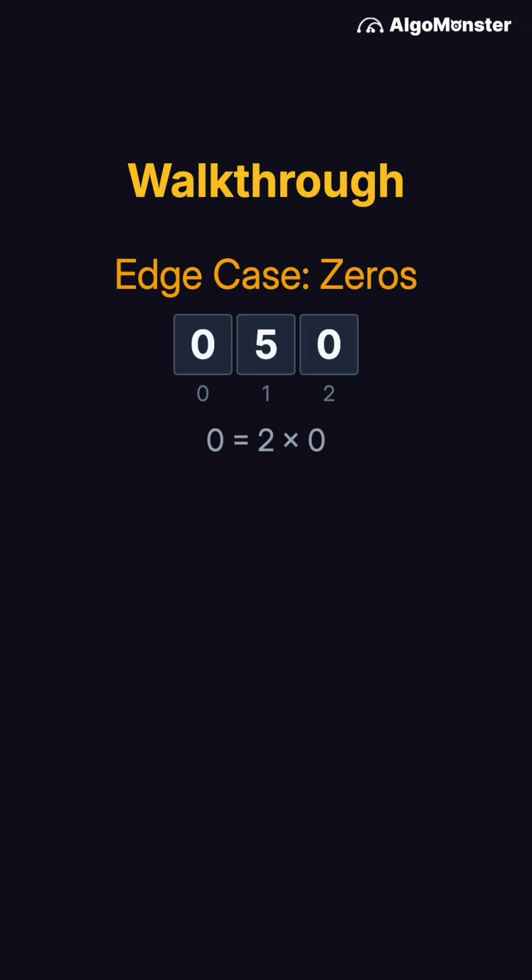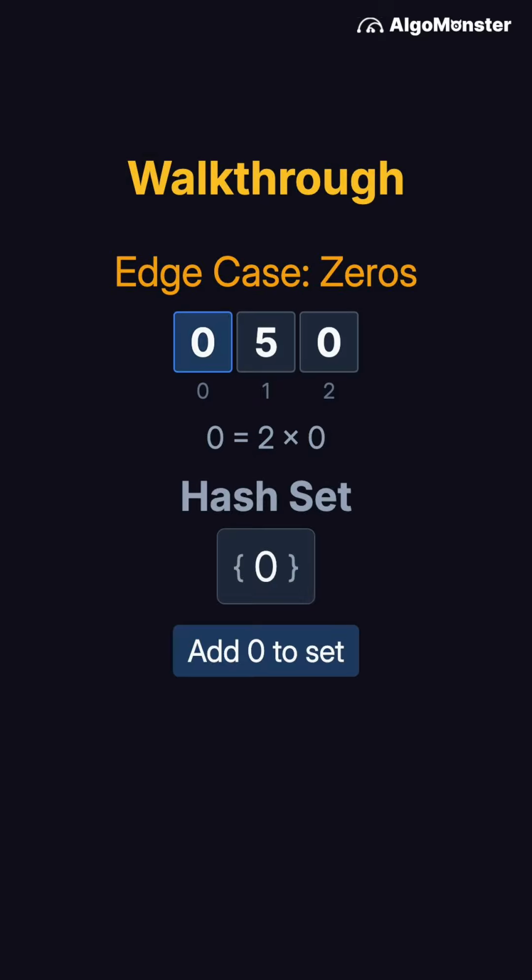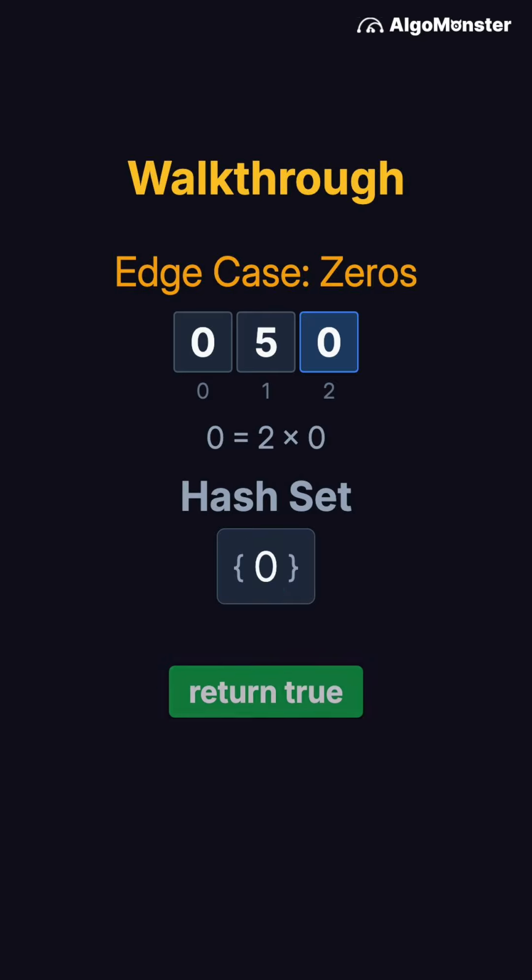Now here's an edge case worth thinking about. What about zeros? If the array has 0, 5, 0, it should return true because 0 equals 2 times 0. Our approach handles this correctly. When we process the first 0, we add it to the set. When we reach the second 0, we check, is double 0, which is 0, in the set? Yes, from the first time, so we return true. The two zeros are at different positions, satisfying the requirement.